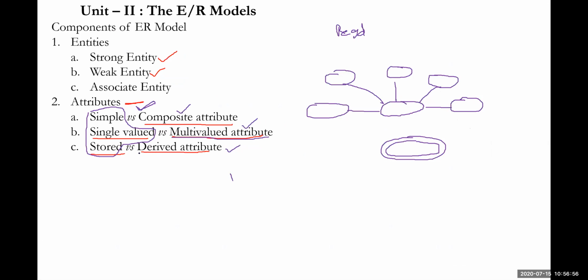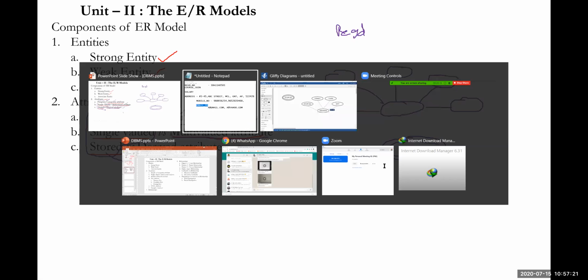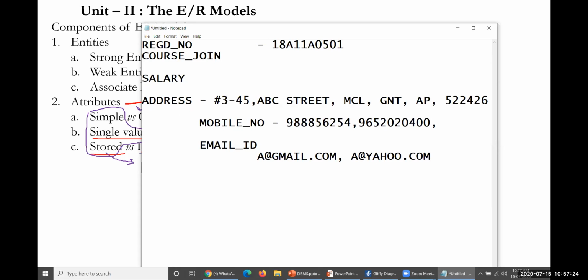Then stored versus derived. Let me define what is stored first, then I will go for derived here. Stored, in the sense, is an attribute which does have its own value. If you consider any attribute, and that particular attribute does have its own value, then such kinds of attributes are called stored attributes. Let me give you one particular example here, then you could understand very easily. So date of birth.